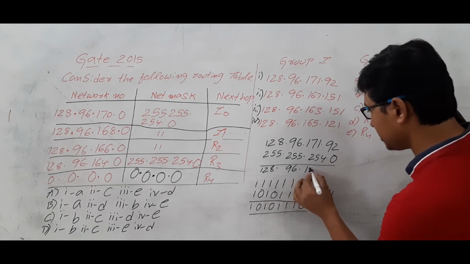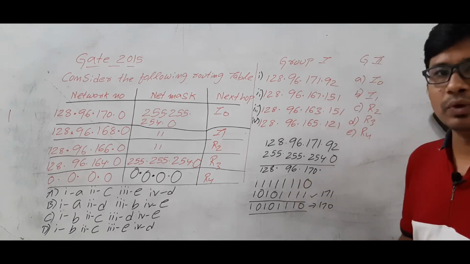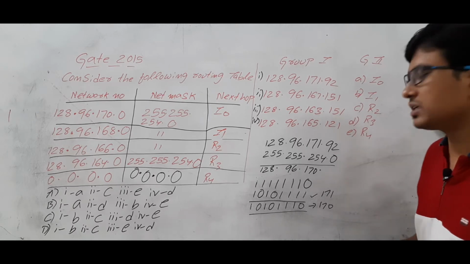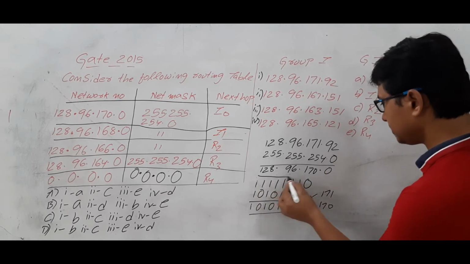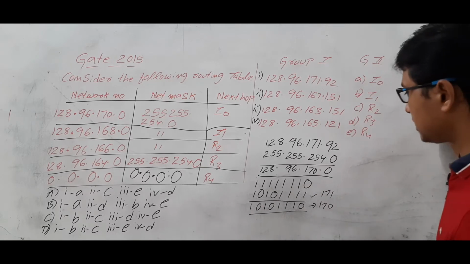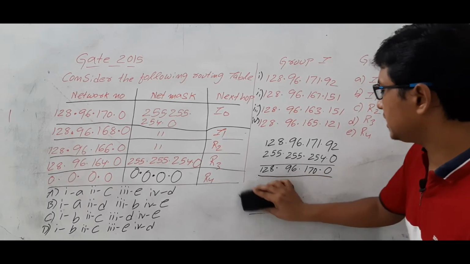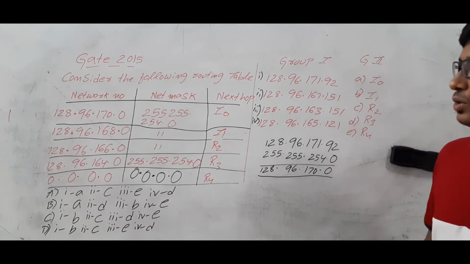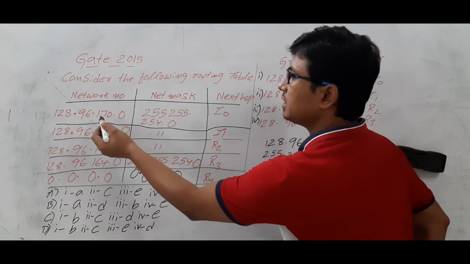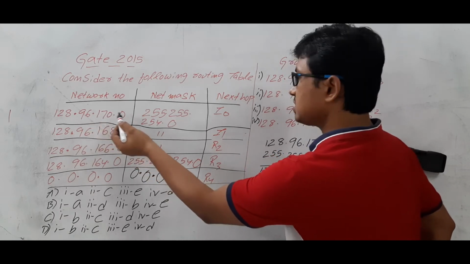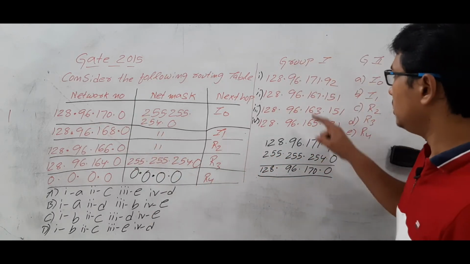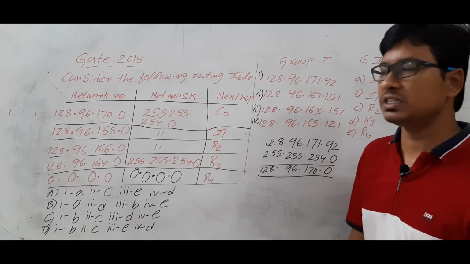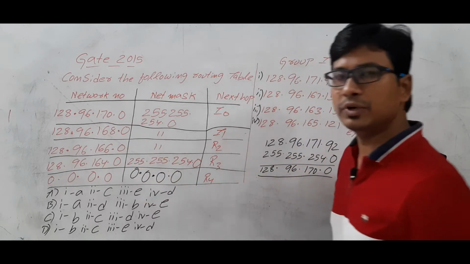So this is 170. Now similarly, remember one thing. Whatever you take bitwise AND with 0, you will get 0 only. Am I right? Will you accept that? So what is the number you got? 128.96.170.0. Now you verify. 128.96.170.0 is here. So if you perform the destination IP address with the network mask bitwise AND and you got this network number or network ID.